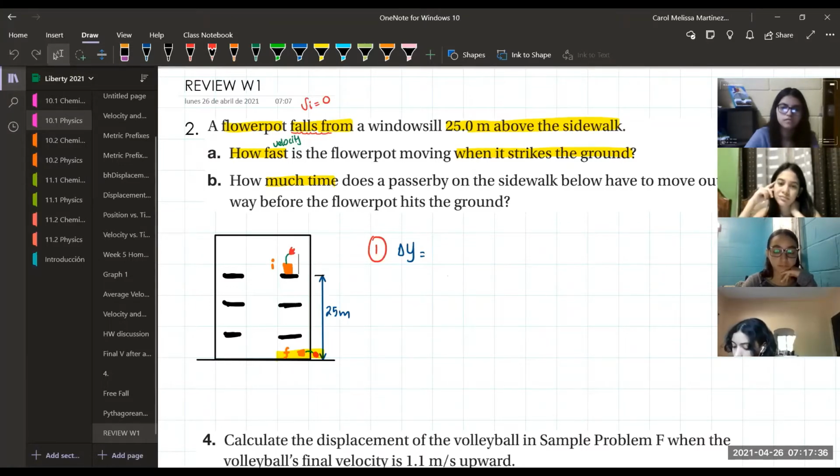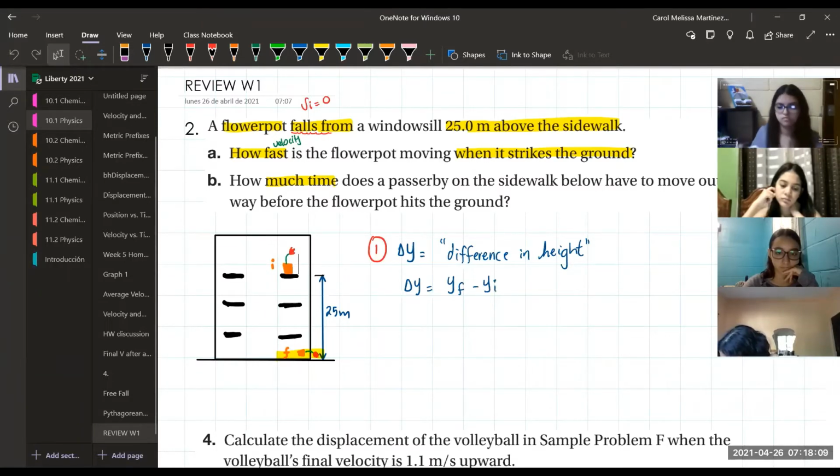So my delta y, how much is it? Okay, so delta y refers to the difference in height, because we're talking about vertical position, okay? You can also call it a difference in position, it's okay. Now, delta y is measured as y final minus y initial, okay? So if my initial position is right here in the top and my final position is right here in the bottom, I have to write it in the delta y formula.